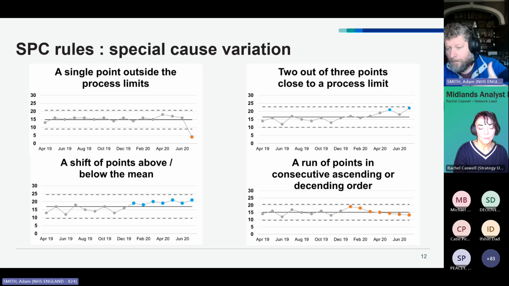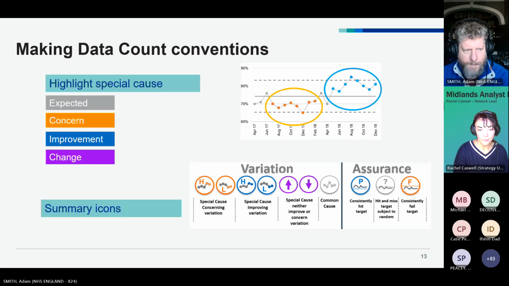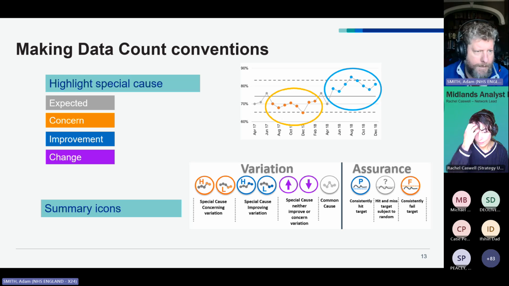If it's an improvement, we might want to help it along, push it forward, try and embed it, get it so it's got these blue dots. I'll explain what the colours mean as well in a second. If it's a deterioration, we might want to go in and halt it and try and get it back to that normal variation.